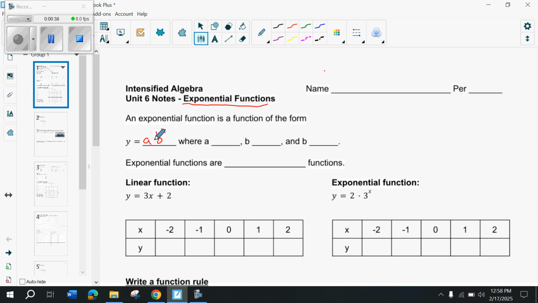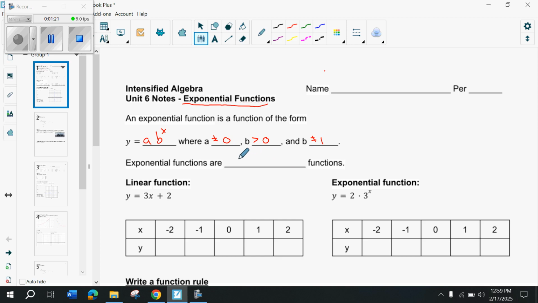That's what makes it an exponential function. I have y equals a times b to the x, where a cannot equal 0, b has to be greater than 0, and b cannot equal 1. Those are some parameters we have to make sure of when working with exponential functions. A can't be 0 because then this whole thing would be 0. B has to be greater than 0 because if it is 0 or negative, it's going to be weird. And b can't equal 1 because if b equals 1, then it's just going to be a times 1, which ends up being a constant function.